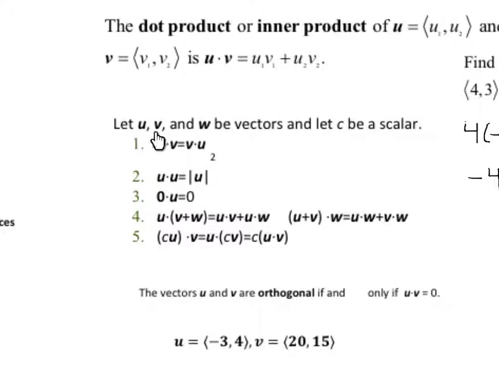Let u, v, and w be vectors, and let c be a scalar. Scalar just means a number, okay? Number one, u dot v is equal to v dot u. So dot products are just like multiplication. And u dot u is the magnitude squared. Also, 0 dot u is 0, so 0 times a vector is 0.